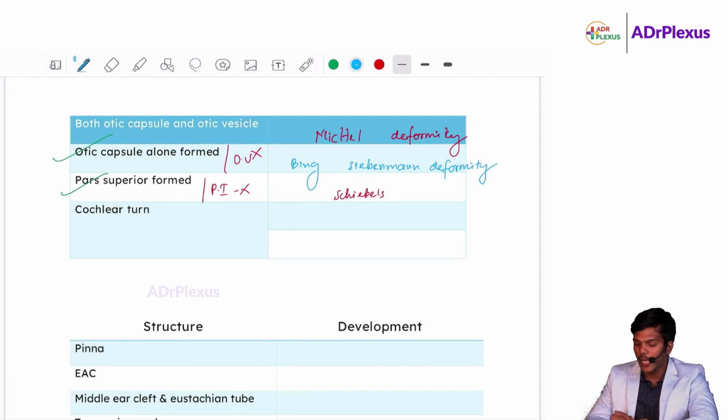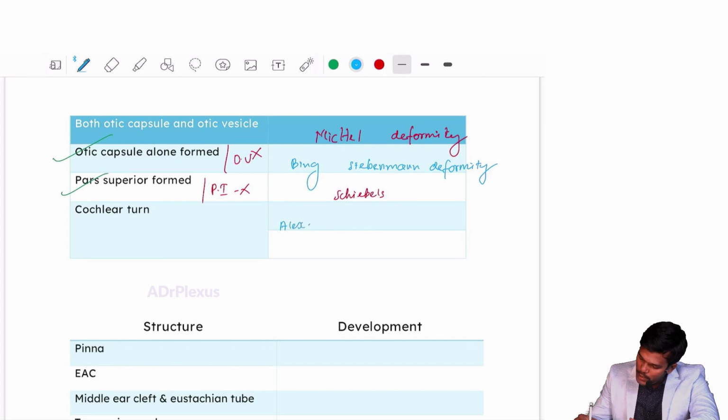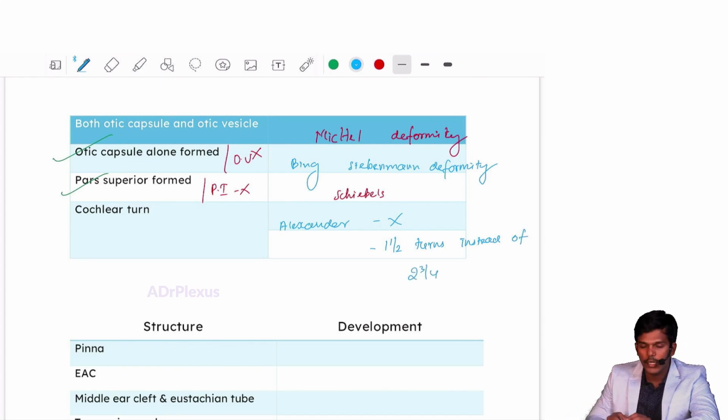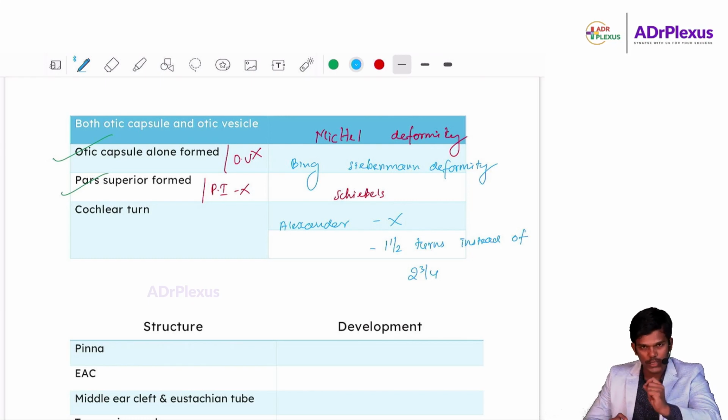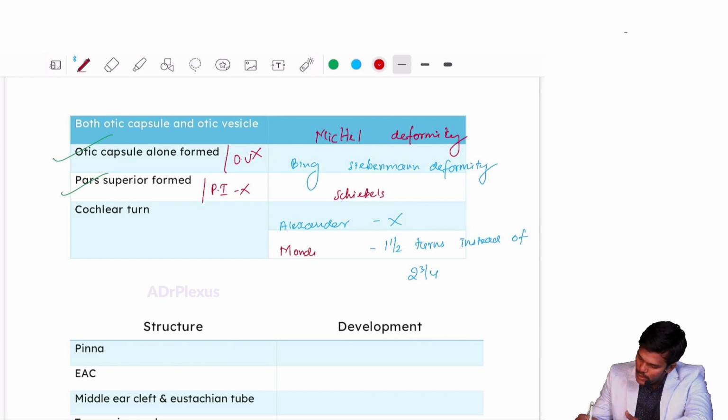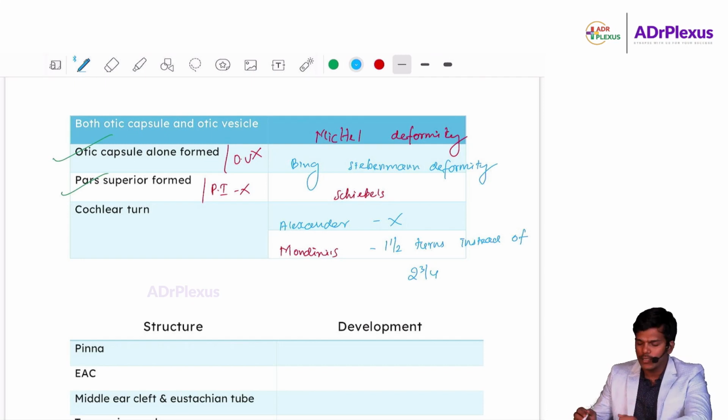Okay, now coming to the cochlear turn. If the entire cochlear turn is absent, it is called Alexander dysplasia. If only 1.5 turns are present instead of 2 3/4 turns, the cochlea should have 2 3/4 turns, instead only 1.5 turns of cochlea is present, it is Mondini's dysplasia. So here the easiest and least complicated disease is Mondini's dysplasia.